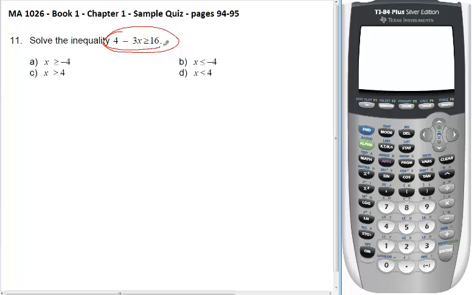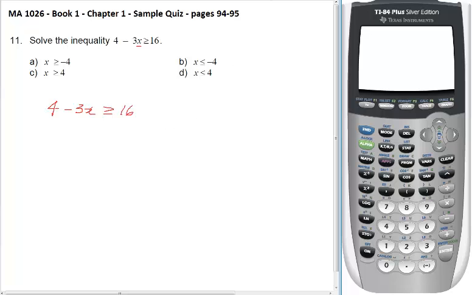Now if you look at that inequality, there is only one variable. So obviously we have to solve for x. If there are two variables, you'll be told which one to solve for. It's only one variable, so we have to solve this for x. Now, how do we solve an inequality for a variable?